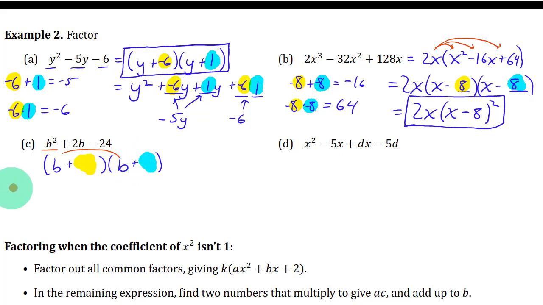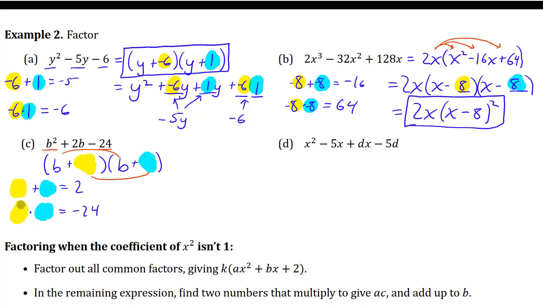And those two numbers you can add together to get 2, because we're going to do the yellow 1 times b plus the blue 1 times b, and they are going to be multiplied to make negative 24. So when you do that part, that should come out to be the negative 24. So you can think of some factors of negative 24 that might work.